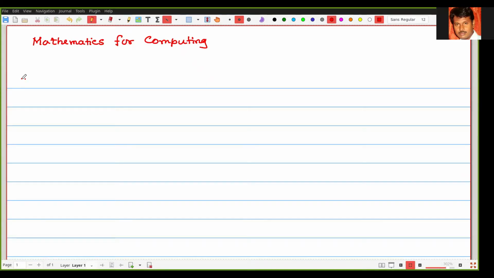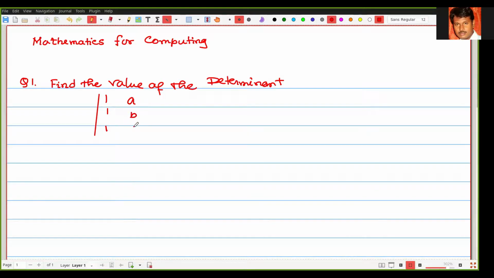Question 1. Find the value of the determinant. The determinant is given like that: 1, 1, 1; A, B, C; and here that is A square minus BC, B square minus CA, and C square minus AB.